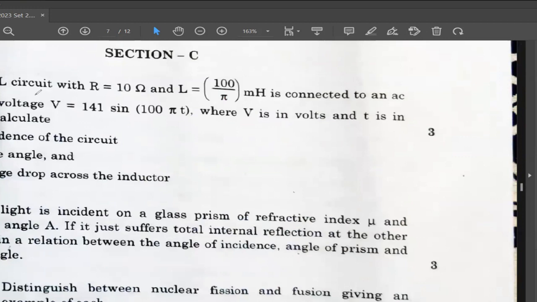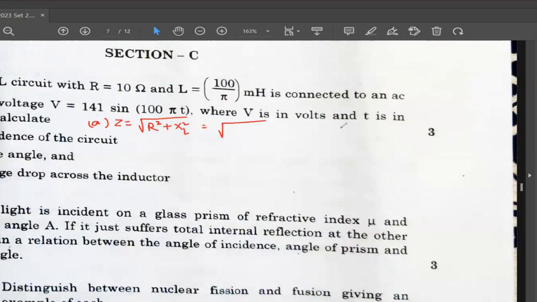Next is section C, 3 marks each. Given that RL circuit, R is given, L is given, V is given in the form of an equation. Compare it with V is equal to V naught sin omega t. You have to calculate the impedance. Impedance we know is equal to under root R square plus XL square.